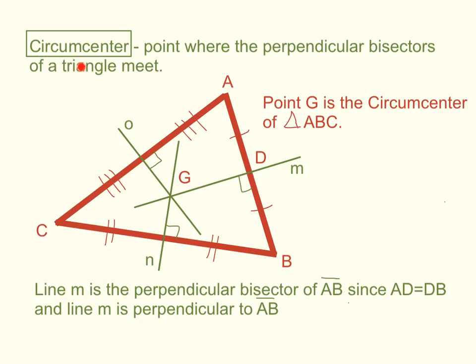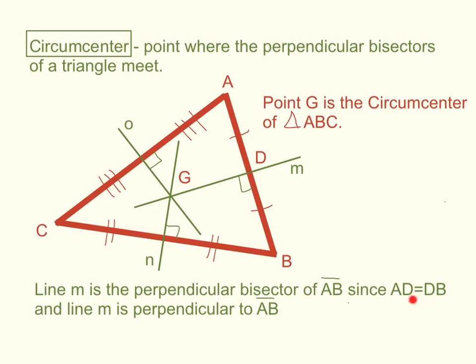Next relationship is the circumcenter. The circumcenter is the point where the perpendicular bisectors of a triangle meet. And in this case, point G is the circumcenter of triangle ABC. And I've drawn line M. I only went through one explanation this time. Line M is the perpendicular bisector of segment AB. And notice how I write segment AB with a little segment above it.